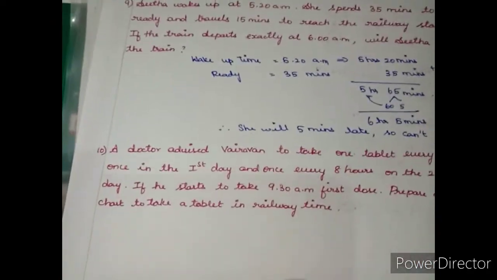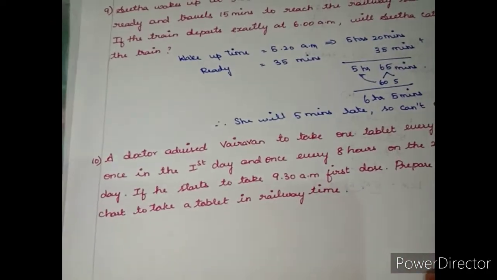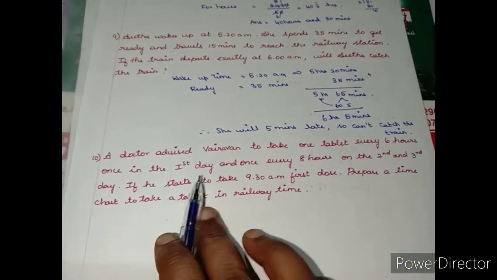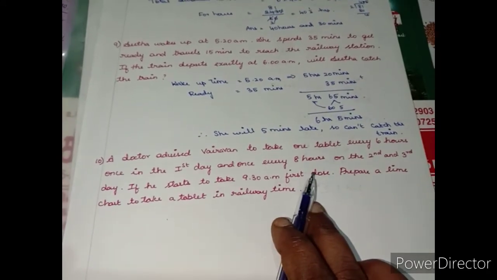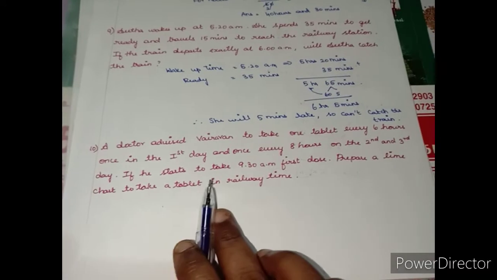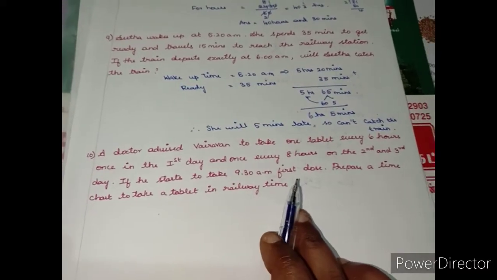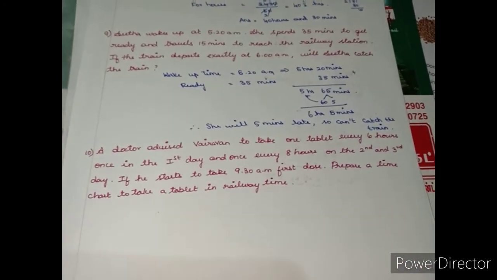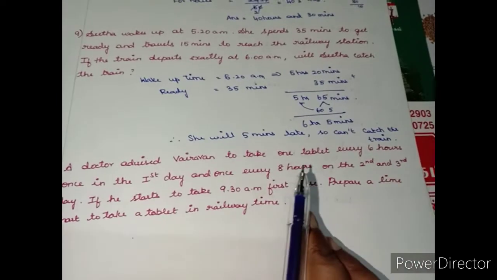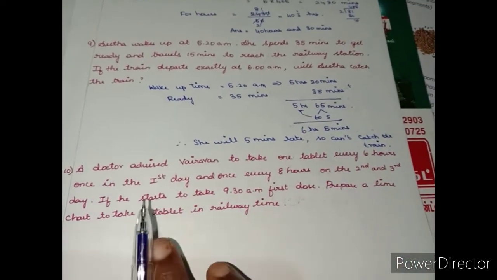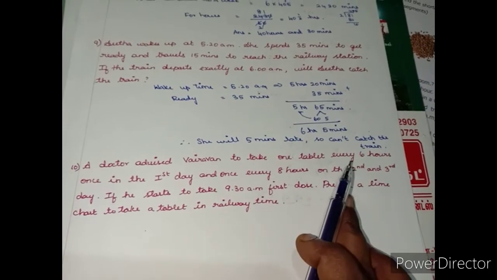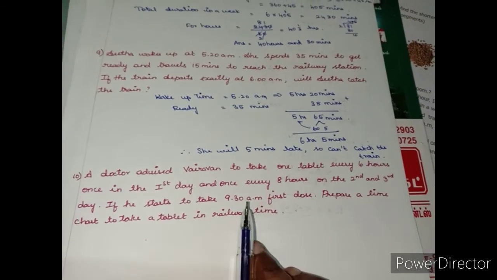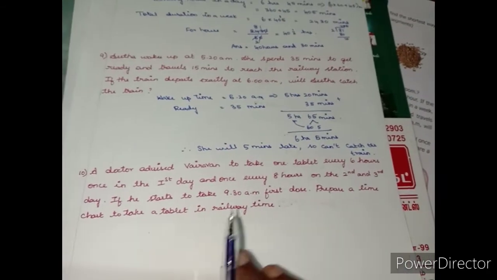The last question of this exercise. A doctor advised Vairavan to take 1 tablet every 6 hours once in the first day and once every 8 hours on the second and the third day. If he starts to take the first dose at 9:30 a.m., prepare a time chart to take the tablet in railway timing. So a doctor has prescribed a tablet to a person. On the first day he has to take the tablet every 6 hours. From the second and third day he has to take it every 8 hours. So when he starts at 9:30 a.m., what will be the chart?